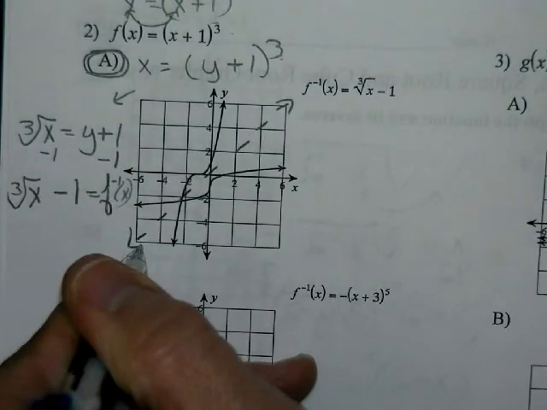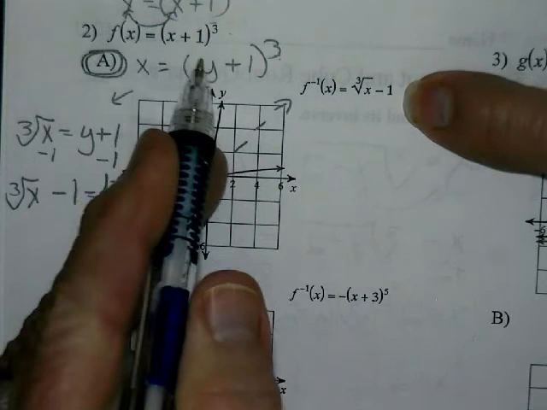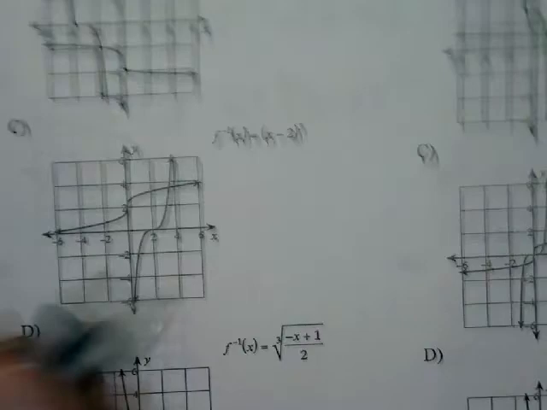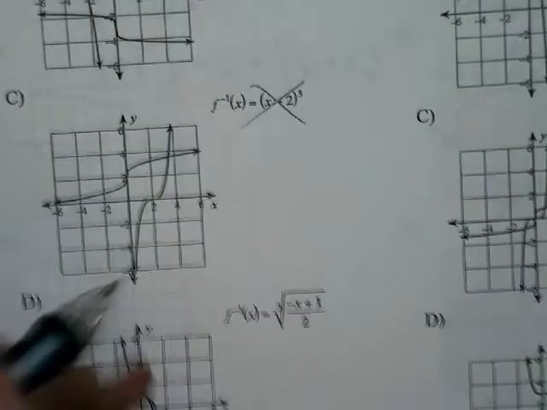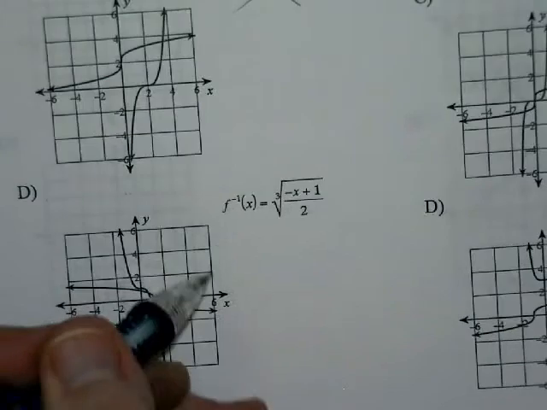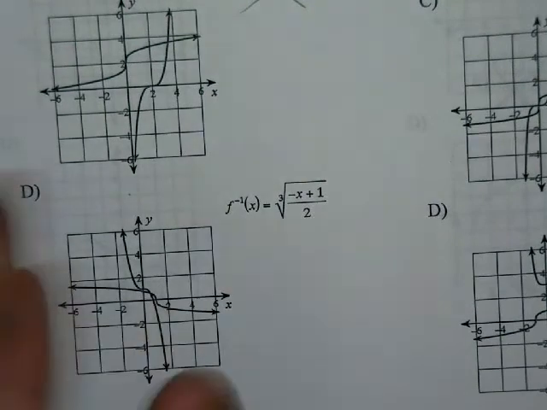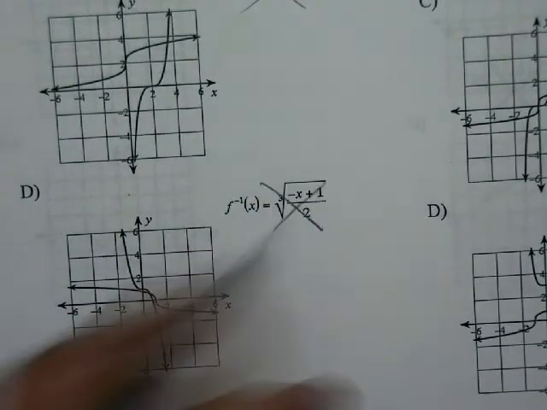I can see that my graph is symmetrical. And if I started adding 1, I need to subtract 1. B didn't have a subtract 1. C didn't have a subtract 1. And D, there was no dividing by 2. There was no multiplying by 2, so there wouldn't be any dividing by 2.